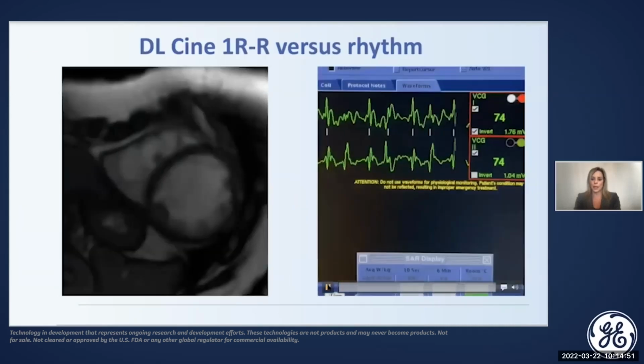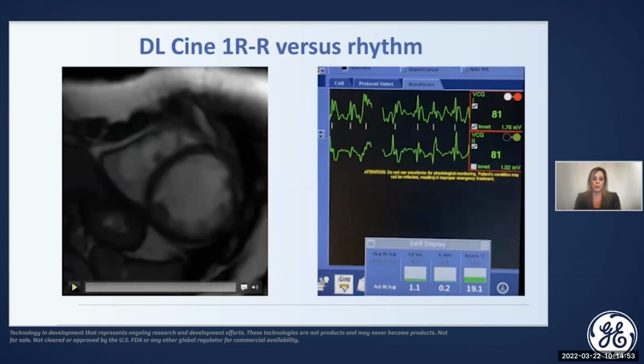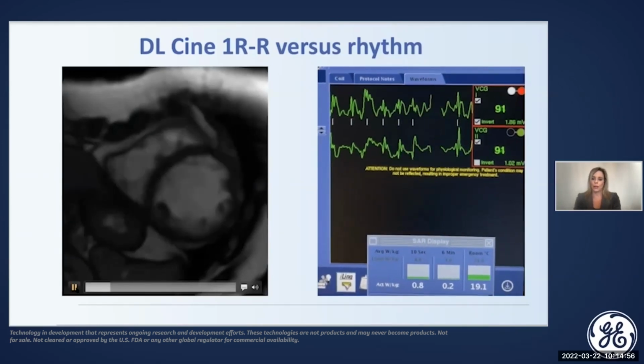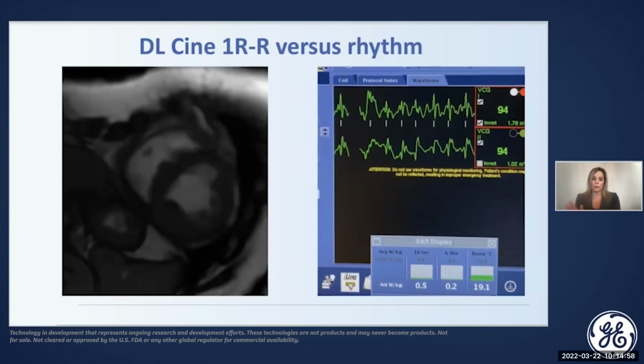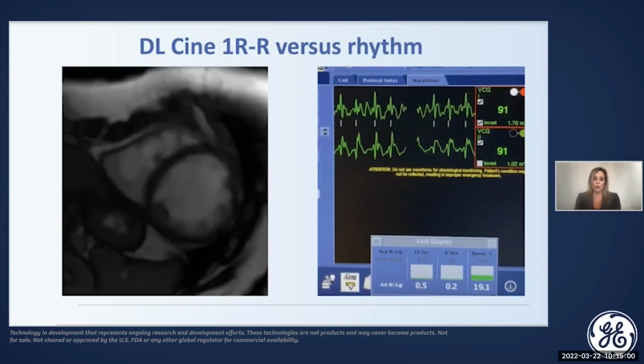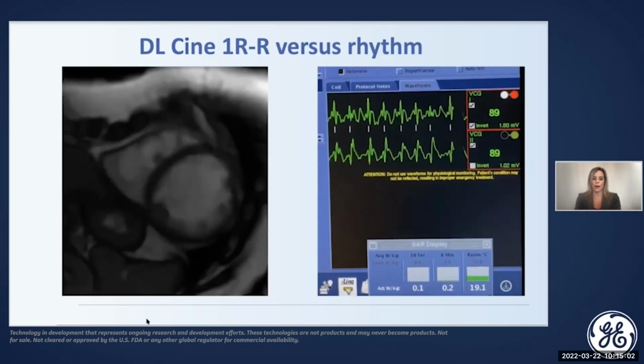This is the EKG tracing of this patient. So we can appreciate she's really in atrial fibrillation, with a lot of heart rate variability, and really nice image quality on her short axis images on the left.